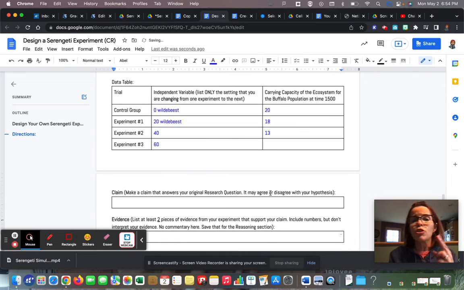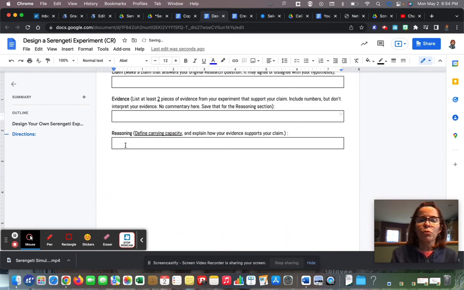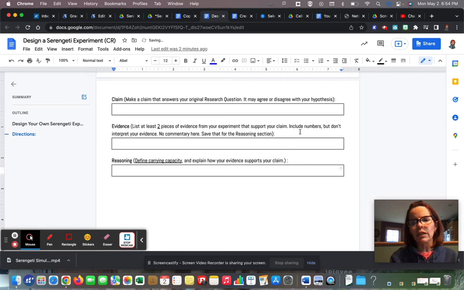It's just facts. 2 sentences. That's all you got to do. For reasoning, this is the most important section. You need to define carrying capacity. Remember, carrying capacity is the maximum number, write it down if you want to, the maximum number of animals that the environment can support, okay, without them starving to death or whatever, and explain how your evidence supports your claim.